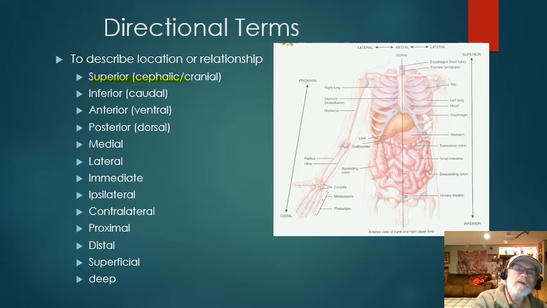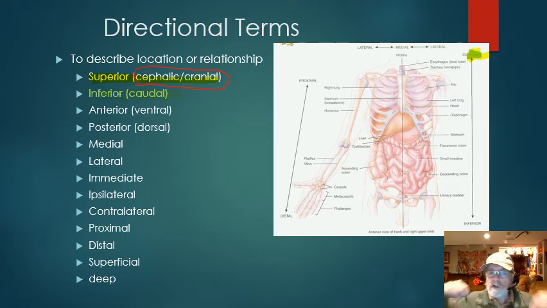Let's take the first one, superior, cephalic, and cranial. And then if we compare that to inferior or caudal, these two are opposites to each other. Superior means towards the top of the body. Oops, I should have done that in yellow, shouldn't I? Just to be consistent. It should be towards the top of the body. And another word for superior is also cephalic or cranial.